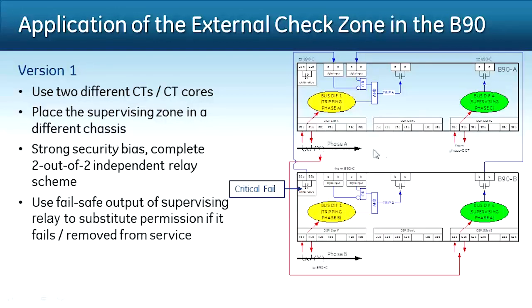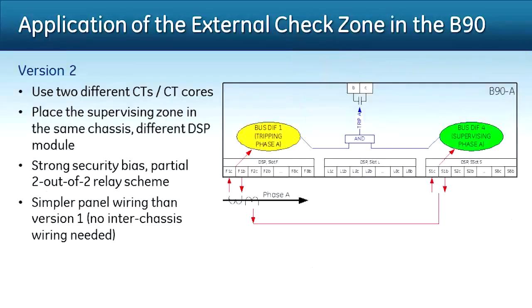So in this case, relay A would calculate differential and determine if we should trip, and relay B would be the check zone doing the same calculation, and if it determines it must trip, it would send a permission signal or a supervising signal to relay A. Now, you'll notice that there's also the critical fail from relay A that allows tripping to go through in case relay B failed or is out of service. So this allows for a very strong security based on a 2 out of 2 independent relay scheme.